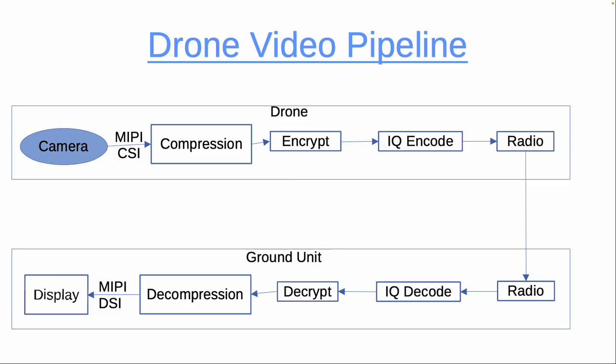So in one direction of this pipeline, it goes from the camera on the drone through a MIPI CSI interface, into compression, gets encrypted, gets IQ encoded so it can drive the radio. The radio waves get transmitted, received, IQ gets decoded, gets decrypted, decompressed, and displayed. And then the commands go in the other direction. Sorry, I'm not allowed to say more about how all of this works.